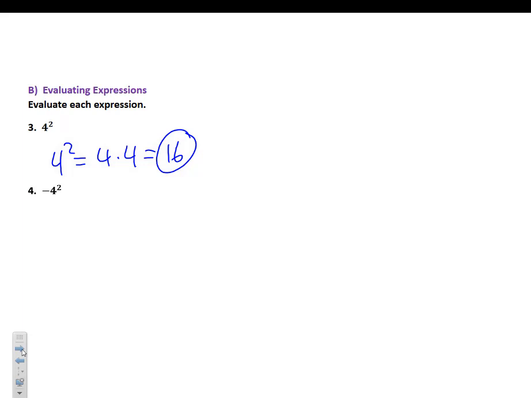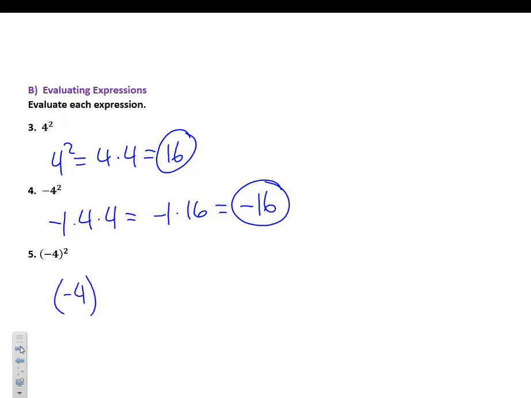Wrong. No bueno. This is actually negative 1 times 4 times 4, which equals negative 1 times 16, which equals negative 16. If I want that negative included, I would have to rewrite it to be included as part of the base. Now this particular example, number 5, the product of negative 1 times 4 is now being raised to the power of 2. So this would be negative 4 times negative 4, which would equal a positive 16. So it's important to recognize and understand the difference, ladies and gentlemen.